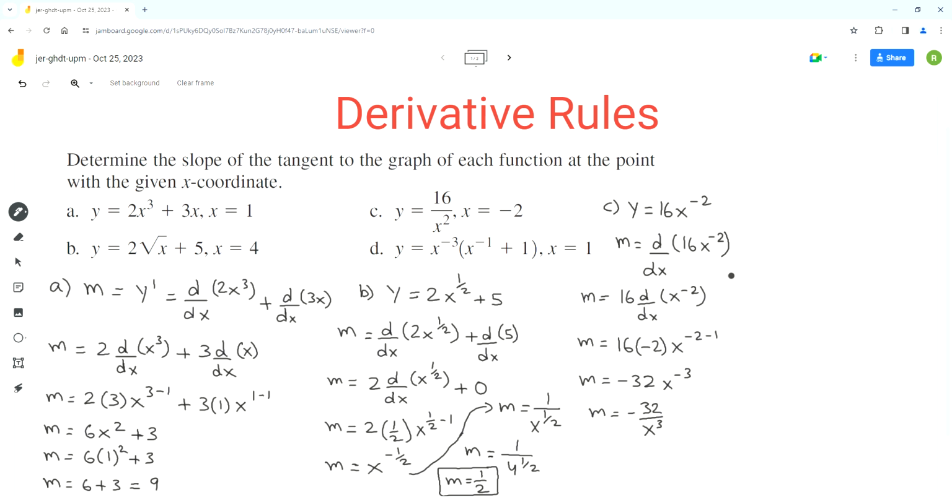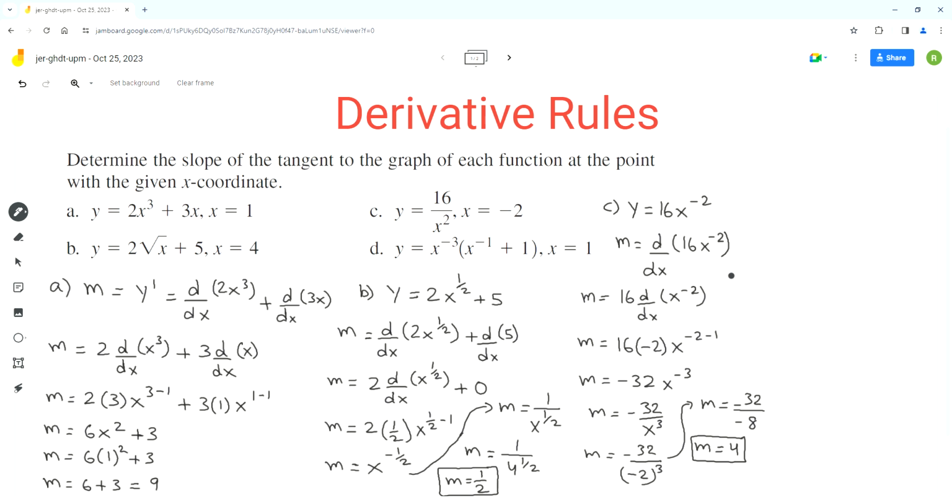Now we can sub in x as negative 2 to find the slope of the tangent at that point. So negative 32 over negative 2 cubed. And now we can evaluate this expression. So negative 2 to the power 3 is negative 8. So negative 32 divided by negative 8 is equal to 4. So m equals 4, and this is the slope of the tangent for the function given in part C.